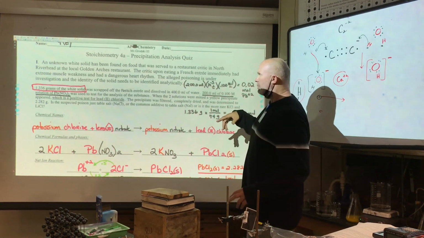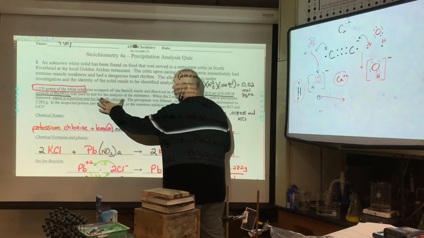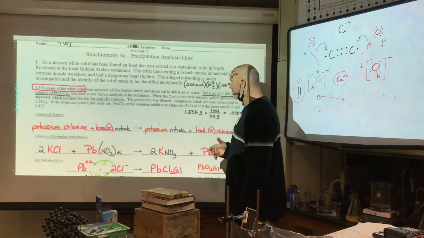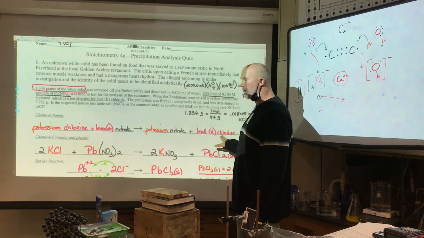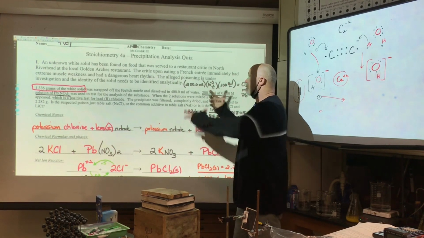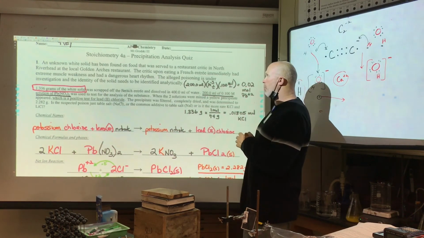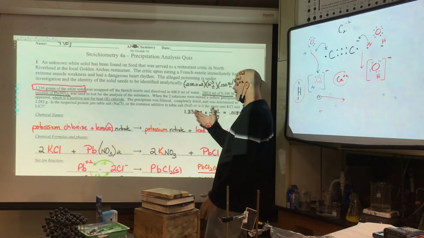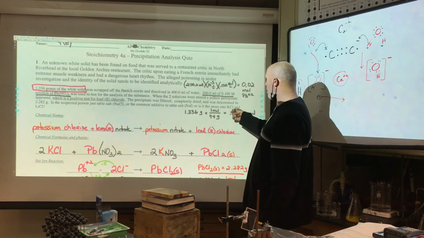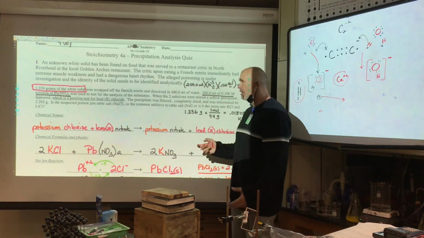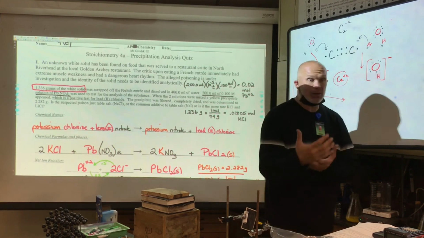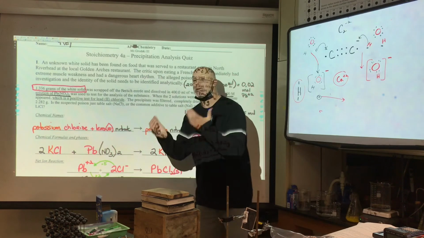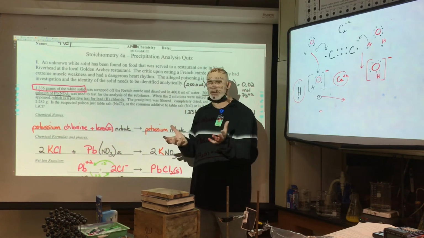And this is a positive test for lead 2 chloride, which I'm telling you is the precipitate. Okay? And you could look it up. The precipitate was filtered, dried, and was determined to be 2.282 grams. Is the suspected poison just table salt, NaCl, or was it KCl or LiCl? So this is the identity of an unknown compound using precipitation analysis, aka gravimetric analysis.